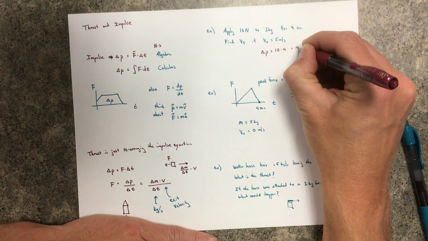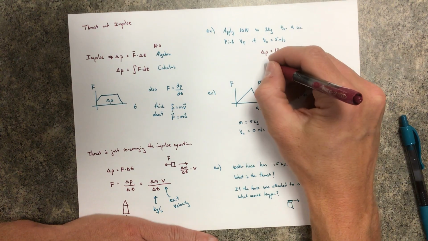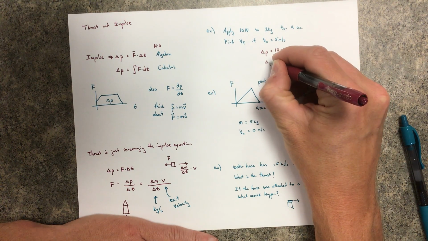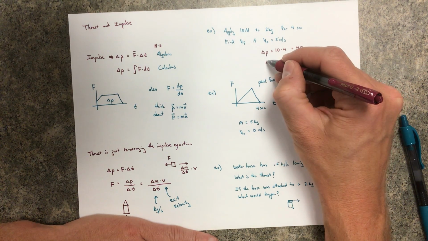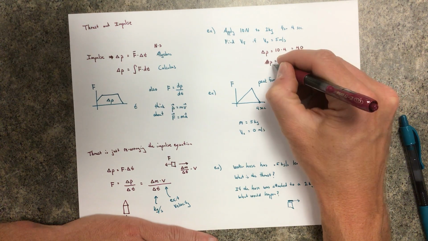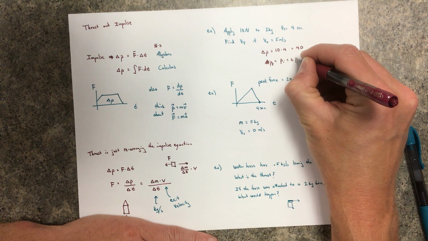So I get a change in momentum of 40. And you think about, well, what's the original momentum? Well, the final momentum should just be the original momentum. Oh, I said final, but I wrote delta. I said the final momentum is the original momentum plus that change in momentum.